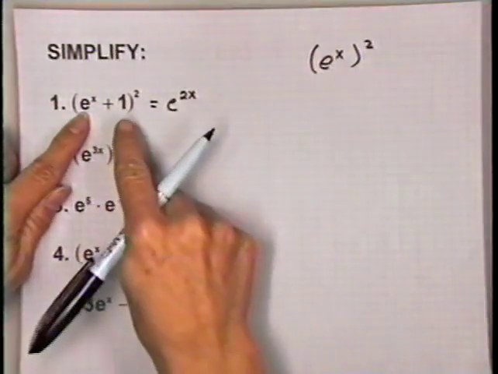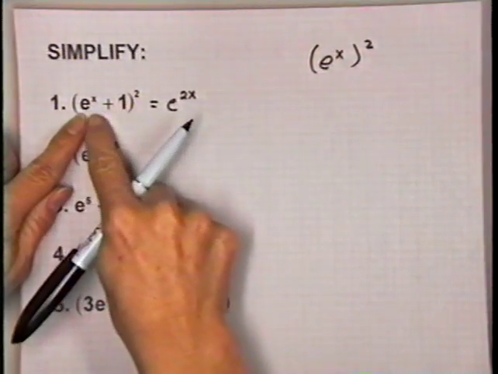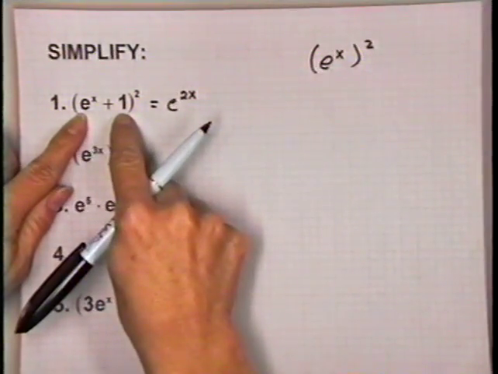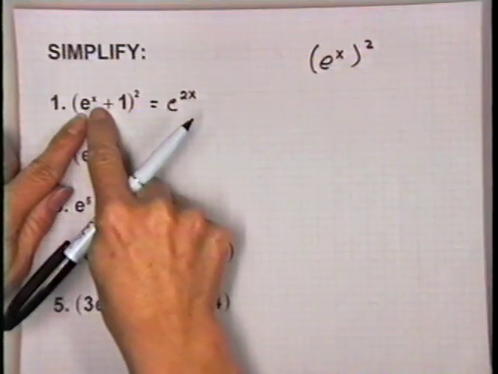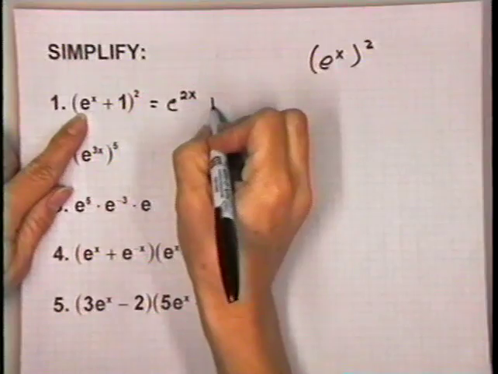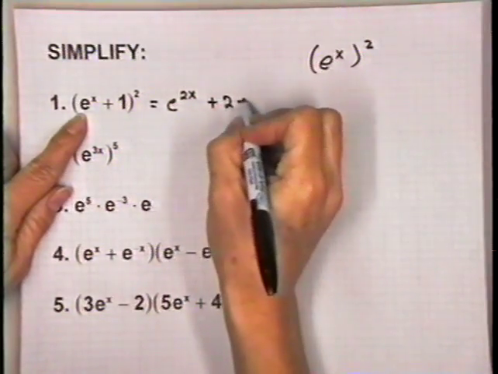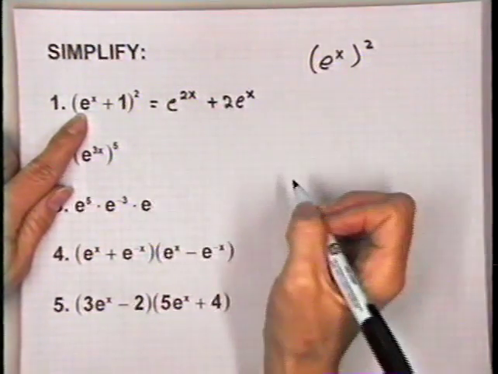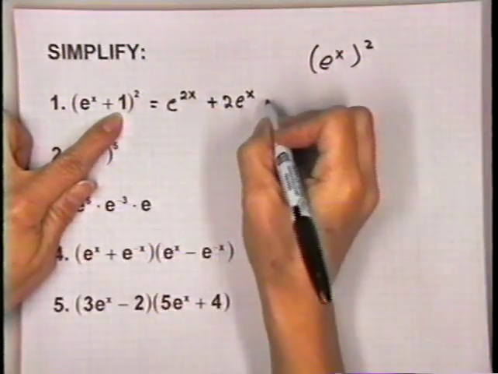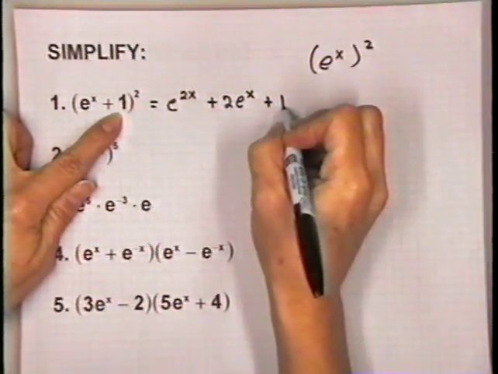Now, on squaring a binomial, the next step is to multiply these two terms together and then times 2. Well, 1 times e to the x is simply e to the x, and then when we multiply by 2, we get a plus 2 e to the x power. And then remember, we square this term and we get a plus 1.